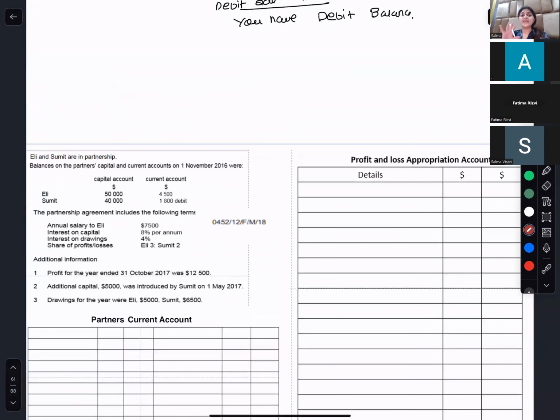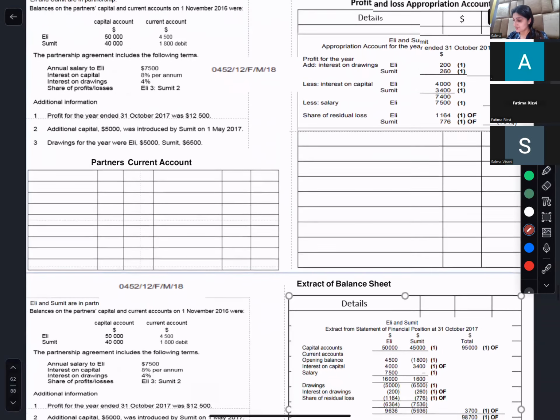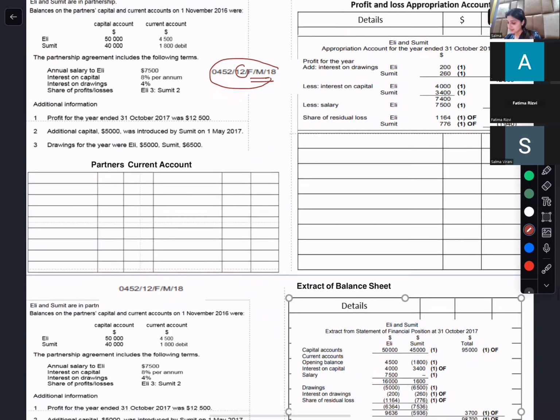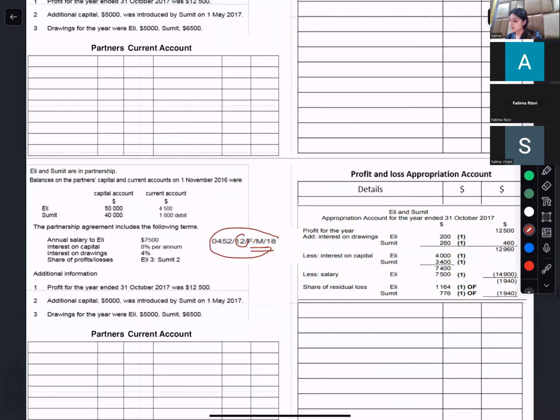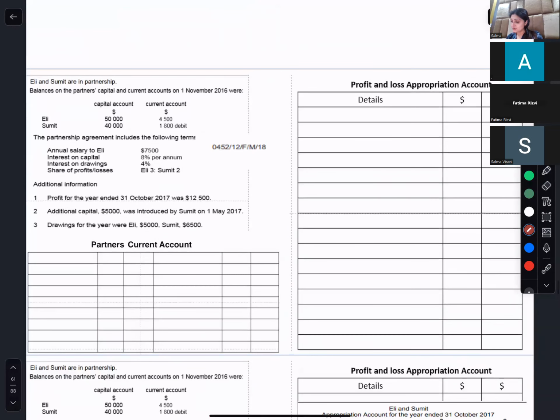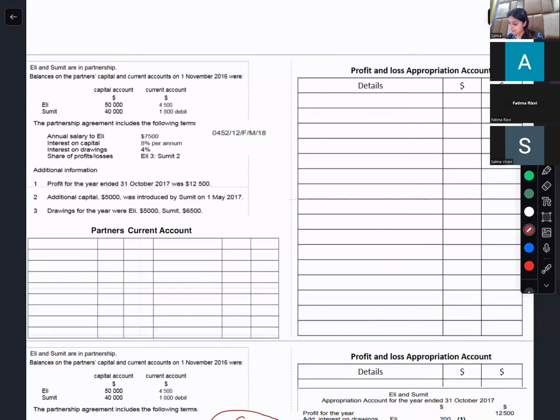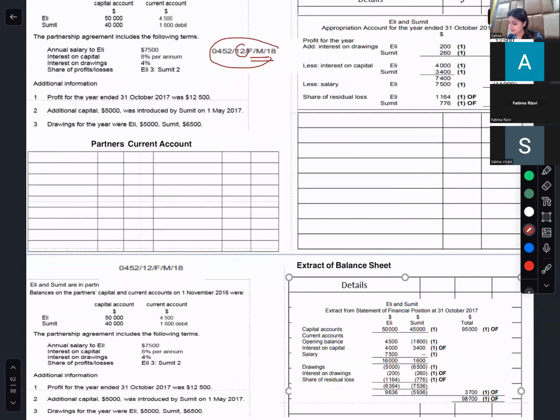So we have already studied how to prepare an extract of the balance sheet, your statement of financial position. Now this is Feb March 2018, paper 12. In this sum, they have asked us to prepare the profit or loss appropriation account and partner's current account. And apart from that, they have also asked us to prepare an extract of the balance sheet.